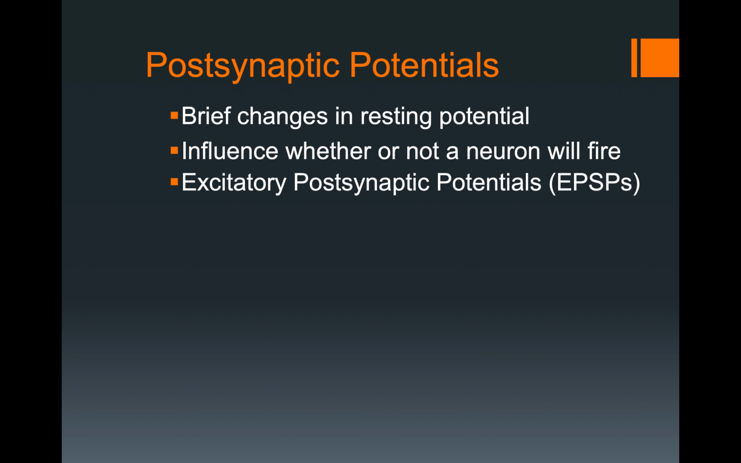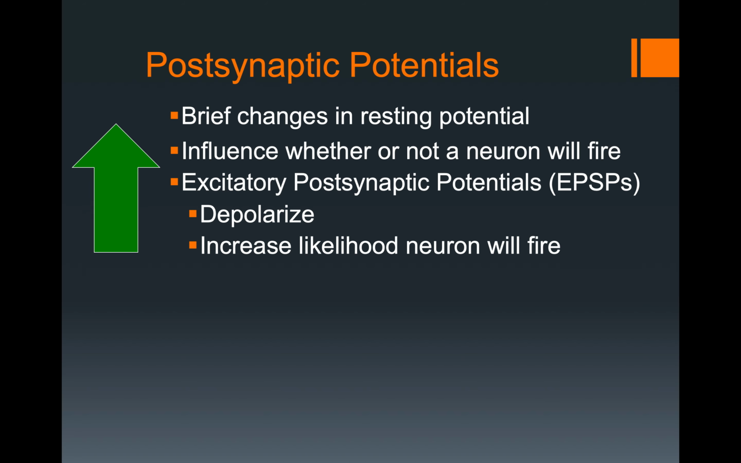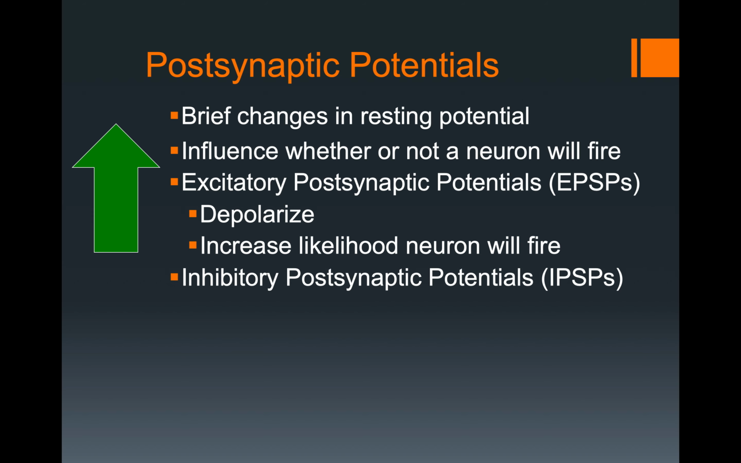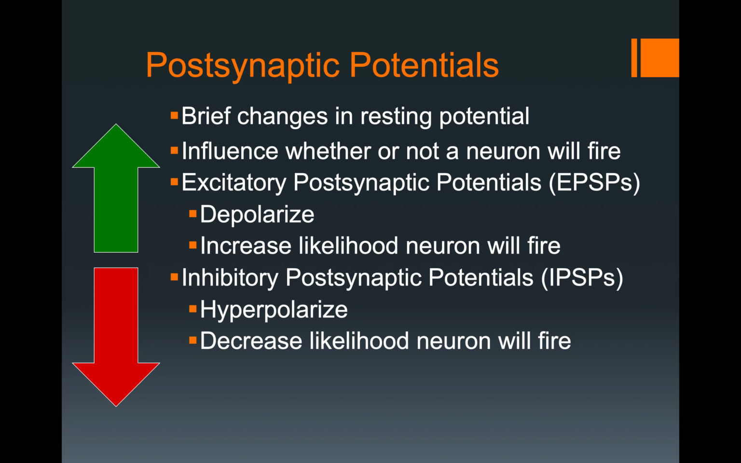There are two types: excitatory postsynaptic potentials, or EPSPs, which depolarize the membrane, meaning that it takes it closer to that threshold of excitation. Therefore, they increase the likelihood that a neuron will fire. Then there are IPSPs, or inhibitory postsynaptic potentials, which hyperpolarize the membrane, meaning it takes the resting potential further from the threshold of excitation, and that decreases the likelihood that a neuron will fire an action potential.